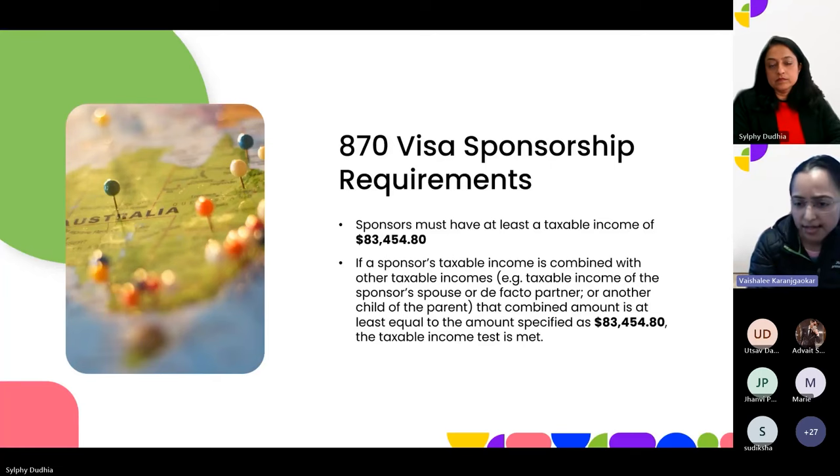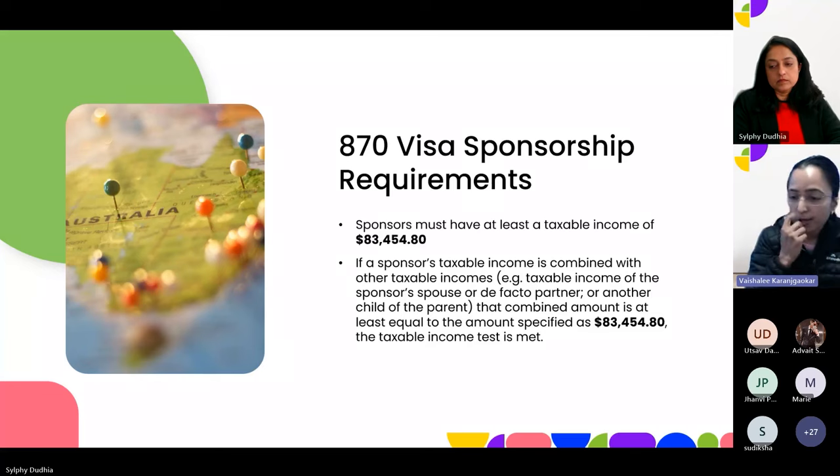So here comes the taxable income requirement. The current year requirement is 83,454.80. This must be evident on a notice of tax assessment. If you have not lodged a tax assessment, you may not be able to proceed with this. If someone is lodging an application in 2024, the last financial year would be 2022-2023, for which they must have a notice of tax assessment ready.